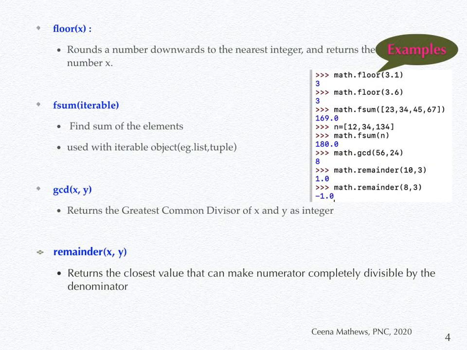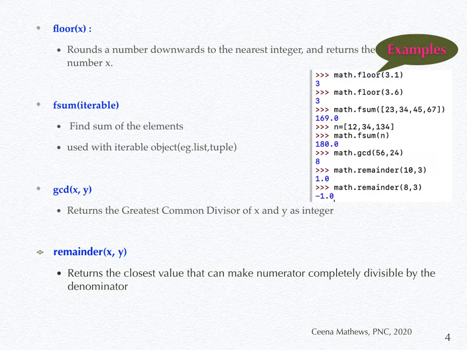The next function is floor. This is just the opposite of the ceil function. Here it rounds a number downwards to the nearest integer and returns it. Example, math.floor of 3.1. The integer nearest to it downwards is 3, so it displays the result as 3. Next is math.floor of 3.6. Here also the nearest integer downwards is 3 itself, so it displays 3.